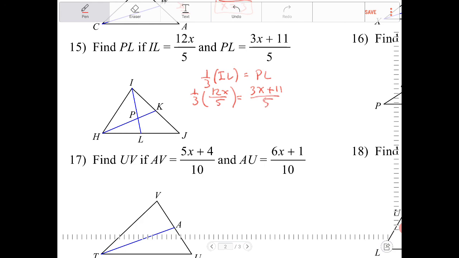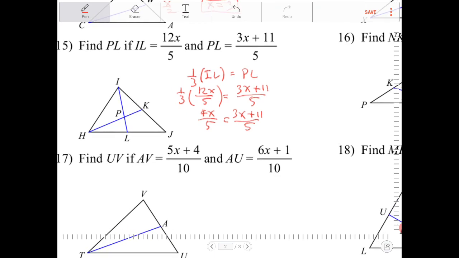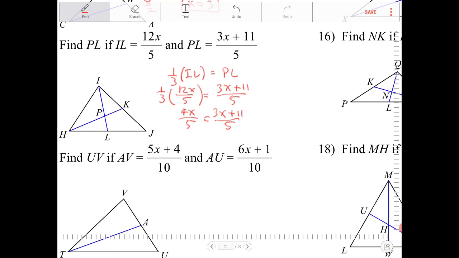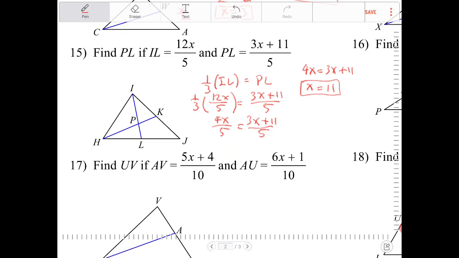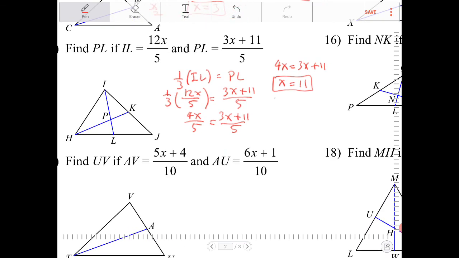Notice that 12 and 3, I can reduce that to make 4x over 5 is equal to 3x plus 11 over 5. Because I'm dividing both sides of the equation by 5, I can just get rid of that and say 4x is equal to 3x plus 11. Subtract 3x, I end up with x is equal to 11. And since x is equal to 11 and I'm asked to find out what PL is, I can then substitute that back in. So 3 times 11 plus 11.